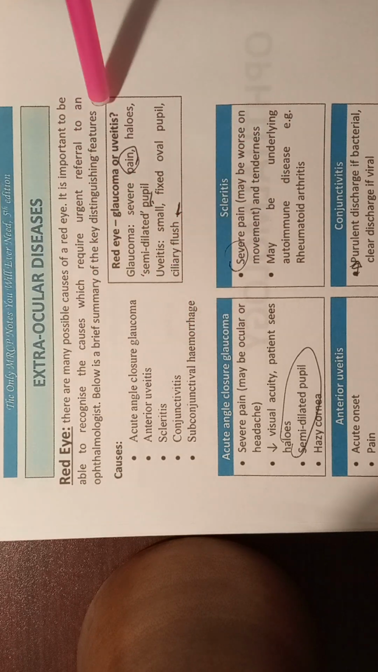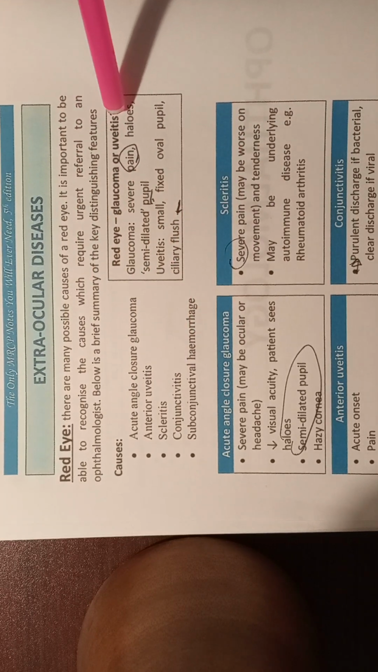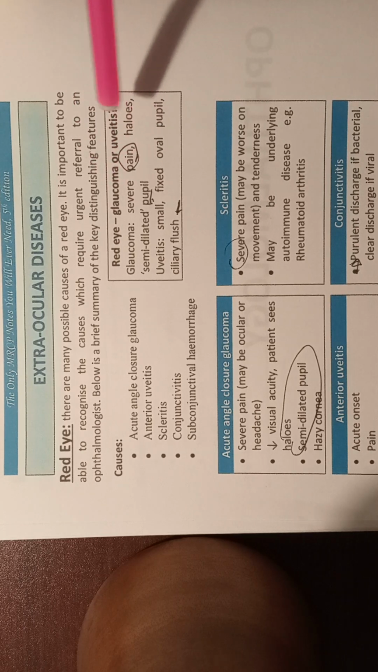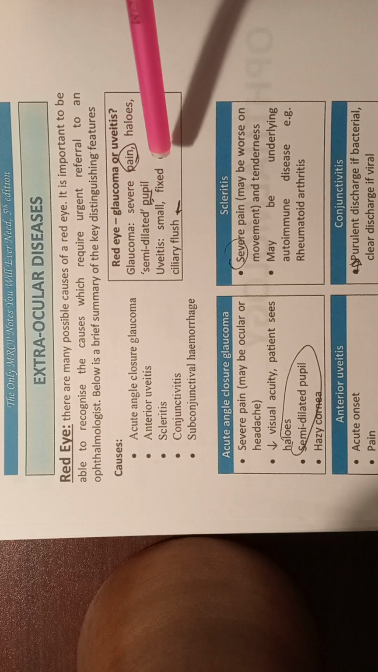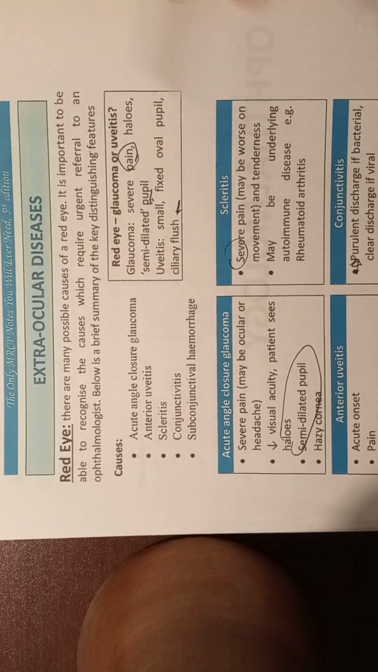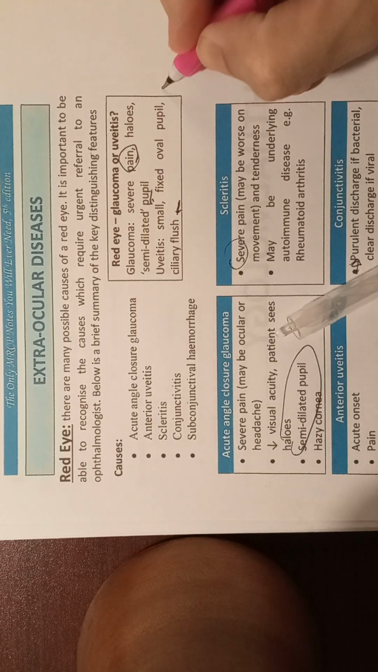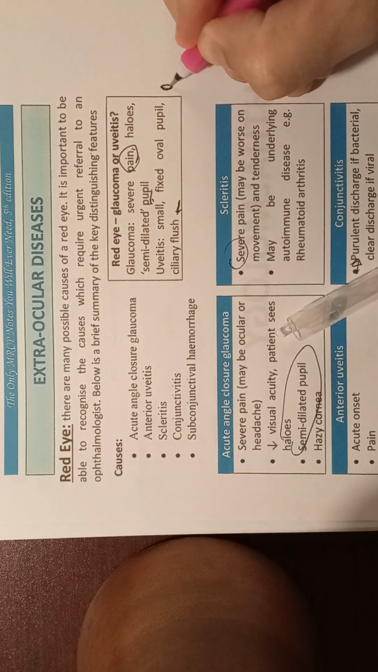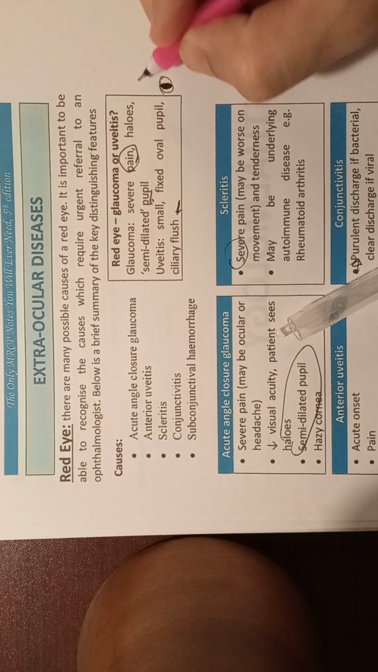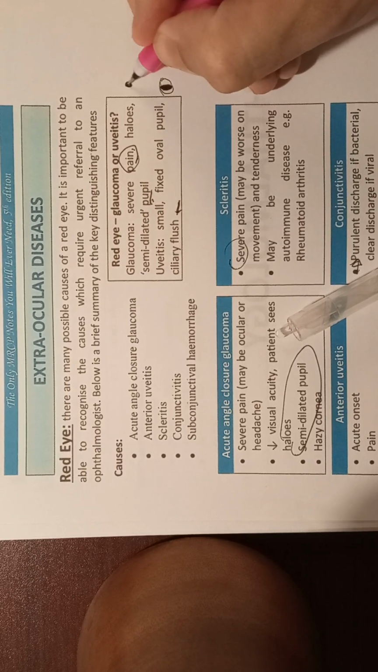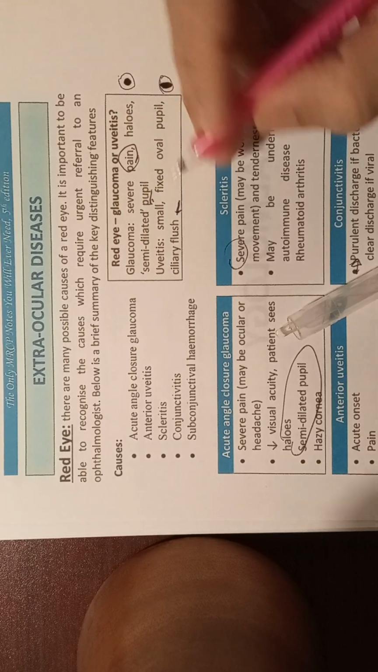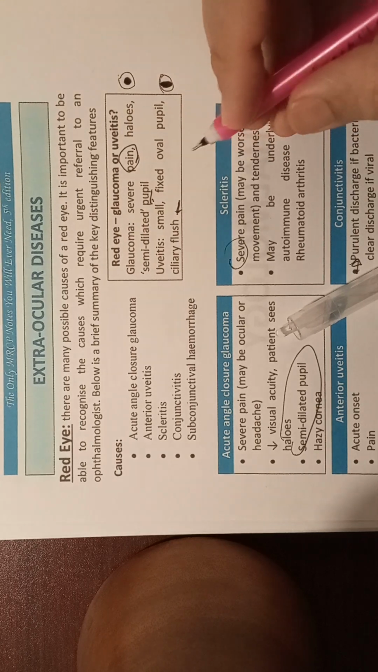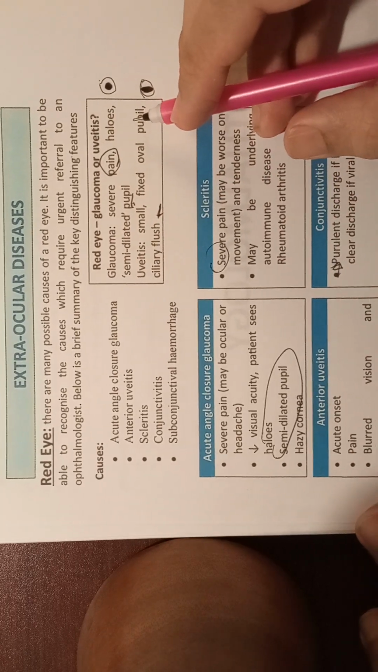Red eye, glaucoma or uveitis. So, how do you differentiate? In glaucoma, there will be severe pain, and halos will be there. Semi-dilated pupil can be seen. In uveitis, there will be small fixed oval pupil and ciliary flush. So, how can you just remember? You can just draw an oval pupil here, and here it will be semi-dilated pupil. So, this is for uveitis oval, and glaucoma, severe pain, halos, semi-dilated pupil.